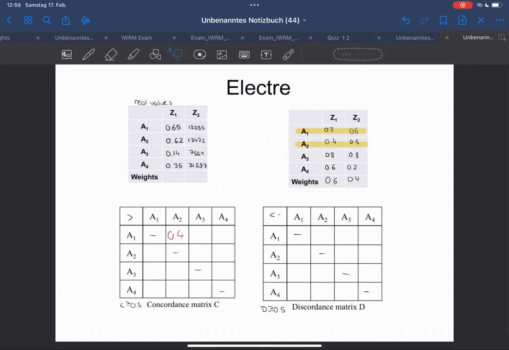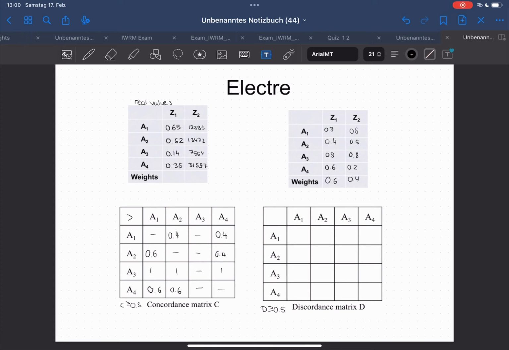And then we continue with A3. Here in A3, we see that A1 is actually 2 times smaller than A3, and therefore we do not put in a value. And then when we continue with A4, we see that A1 is just for criteria 2 taller, and therefore we put in 0.4.